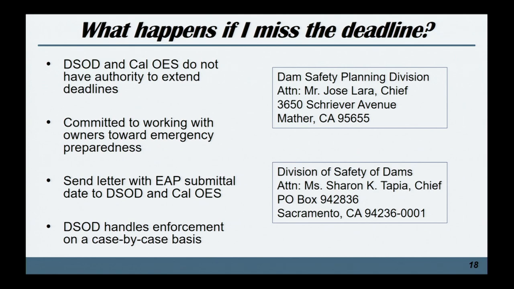So if you miss your deadline or you think you're going to miss your deadline, send a letter to both Cal OES and DSOD and let us know when you think you are going to turn in the documents. If you already have your EAP, go ahead and send that with a letter explaining the situation. Communication is always the best option. I have the addresses here for both DSOD and Cal OES's programs. For enforcement, we always handle it on a case-by-case basis, so it's always better to let us know if something's coming. That's always helpful. We can communicate with you.